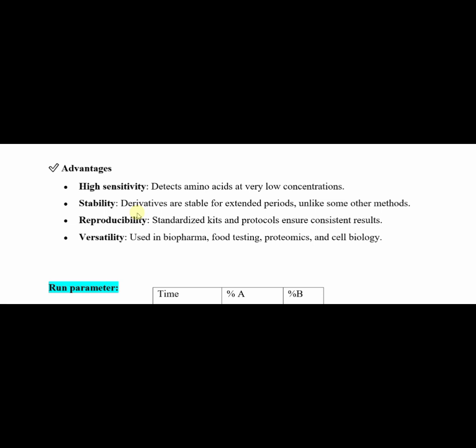Advantages: high sensitivity, it detects amino acids at very low concentration. Stability, derivatives are stable for extended periods, unlike some other methods. Reproducibility, standardized kits and protocols ensure consistent results. Versatility, used in biopharma, food testing, proteomics, and cell biology. It's a very versatile technique.